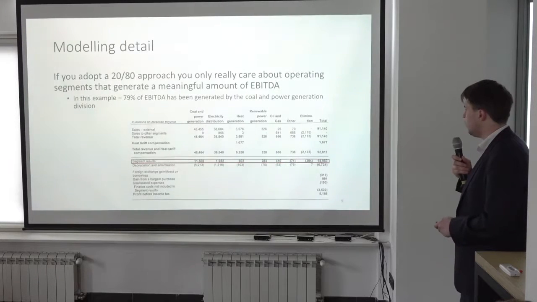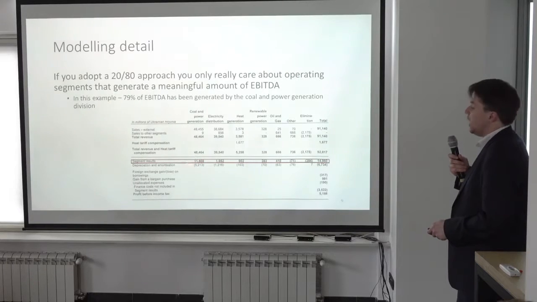Forget about that as well. Renewable power generation, forget about it. Heat generation, well, sorry, 900 million. Maybe if you have the time. Electricity distribution, if you have the time. But really, this is it. That is what you should be modeling.